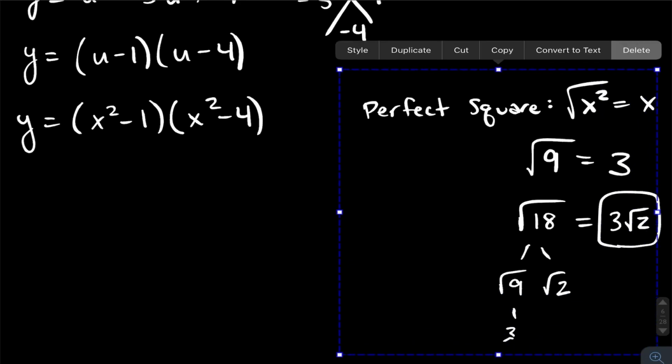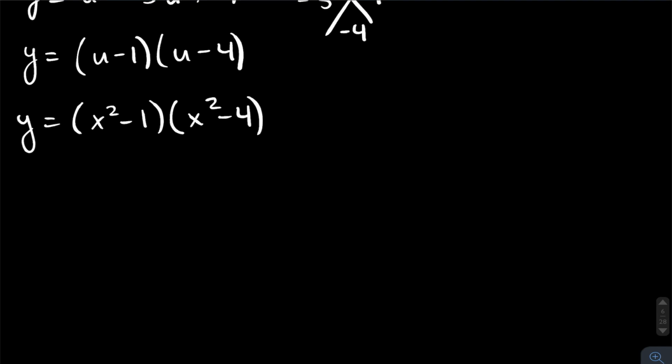So with that definition, you can hopefully see how this is a difference: you have a minus sign there, of two perfect squares. That's what this means. When you say difference of two perfect squares, that's what you're talking about.